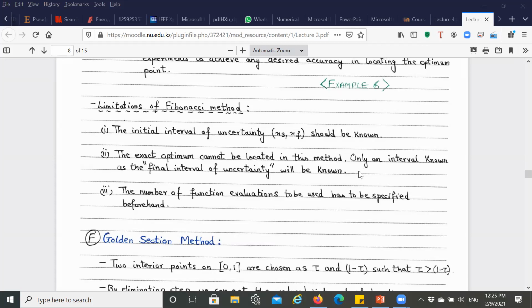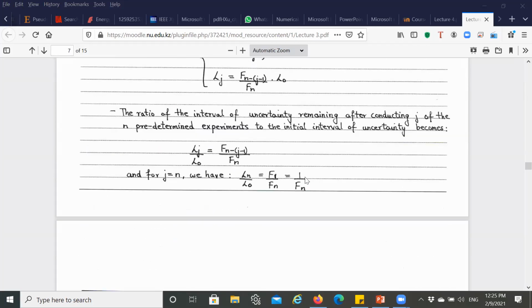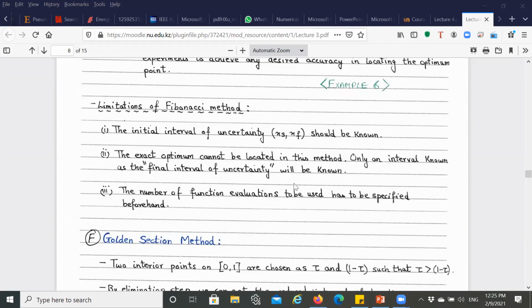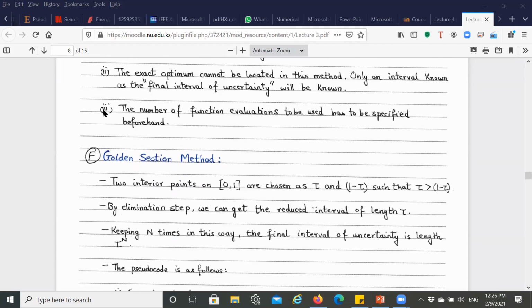Knowing the value of n in advance means, in the Fibonacci method, if you have n equal to say 27, you have to calculate f1, f2, f3, f4, f5 up till 27. For example, if I want to use this ratio, 1 divided by f27, I should know what f27 is. To find f27, I should know what f26 and f25 are, and so forth. So you have to find the Fibonacci values up till the 27th element. That's why the number of function evaluations must be specified beforehand.